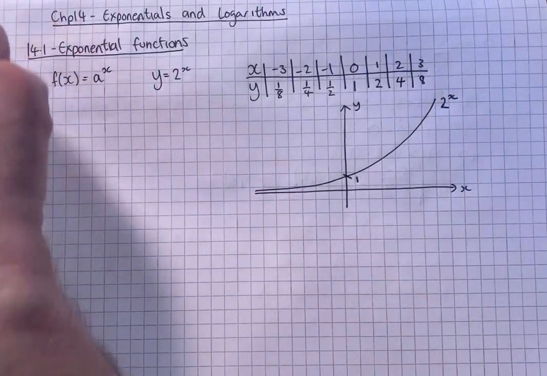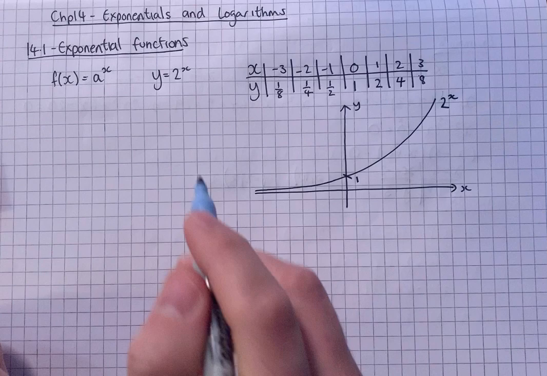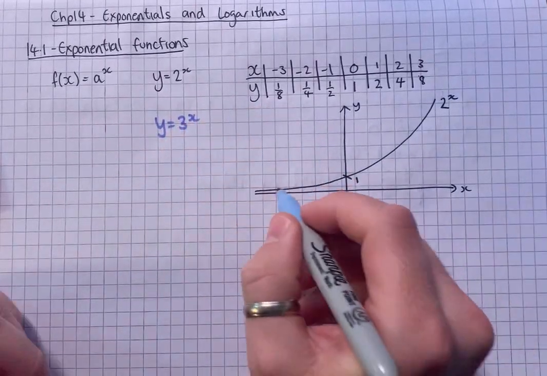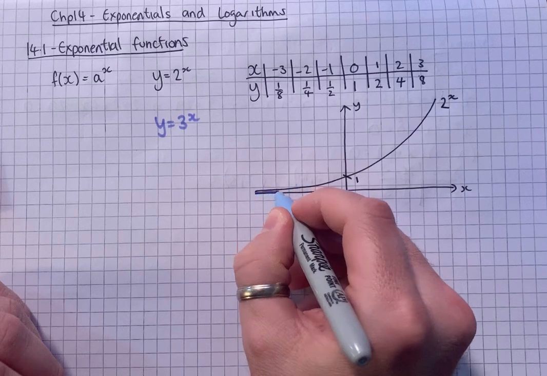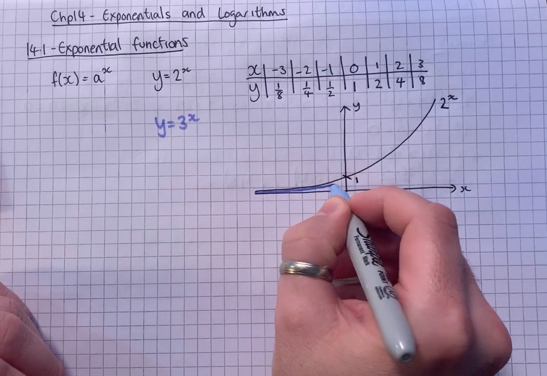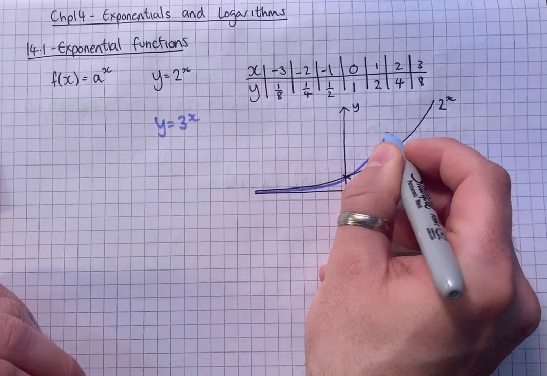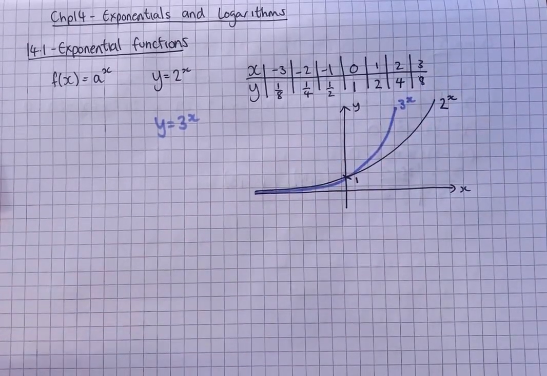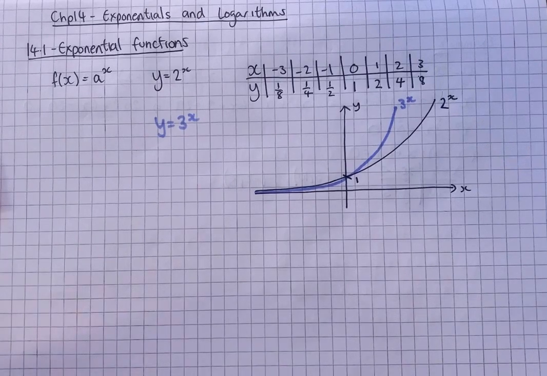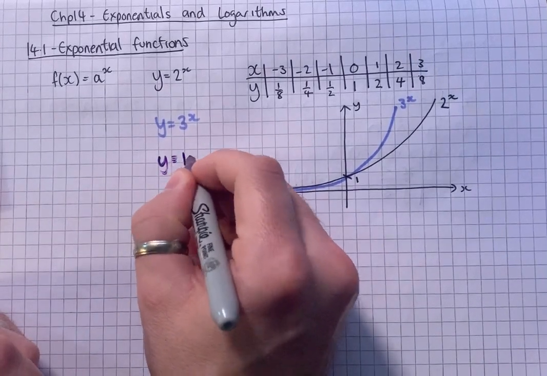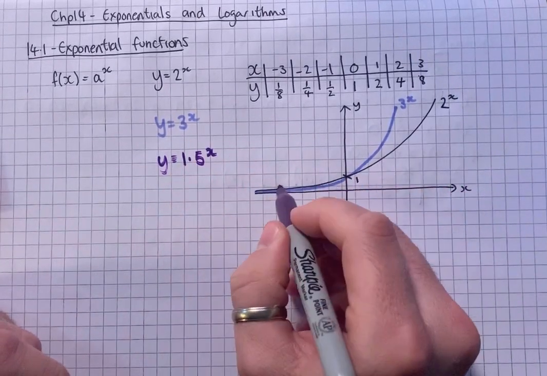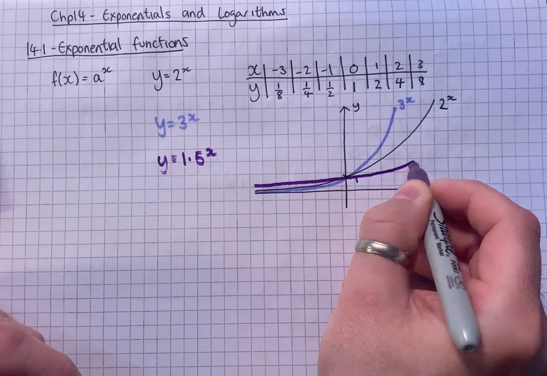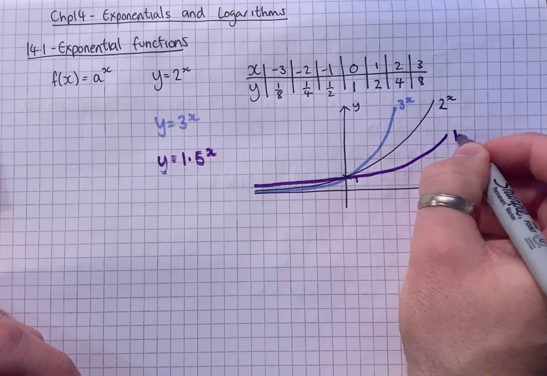What about different types of exponential functions? We change the base. So let's change the base to say 3 to the power of x. Well, 3 to the power of x will get closer to the x-axis more quickly, but will rise more steeply. If we reduce the base, say y equals 1.5 to the x, well, that will take longer to get to the x-axis, or the negative x-axis, and will rise less steeply.